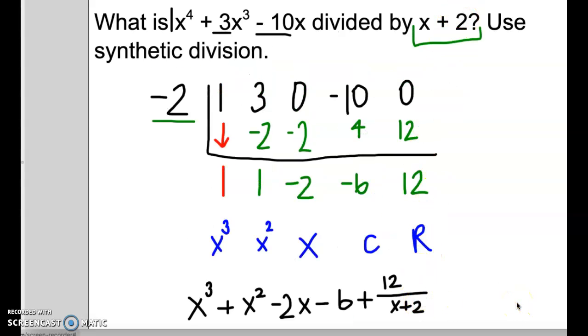And that's synthetic division for you guys. So you're going to go ahead and practice the try-its in the next section. Great job, guys.